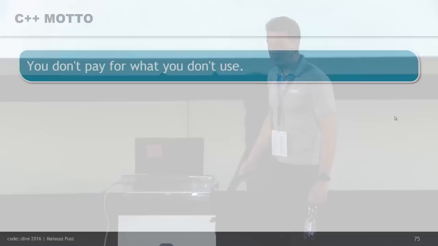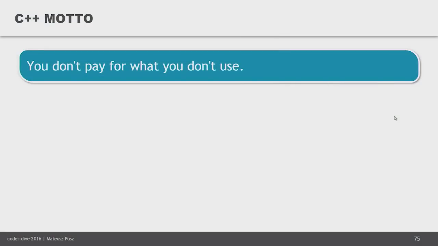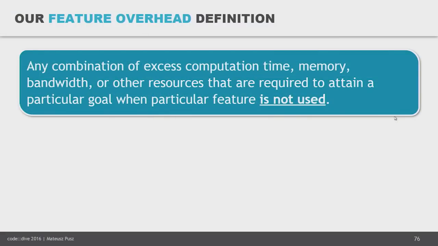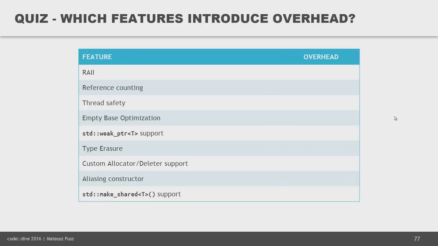Okay, so let's go back to our C++ motto. You don't pay for what you don't use. And see how it works for our shared pointer class. Let's define our feature overhead definition here: it's something that you have to pay for when you are not using it in your code. And here's the list of features that are used by our shared pointer implementation.